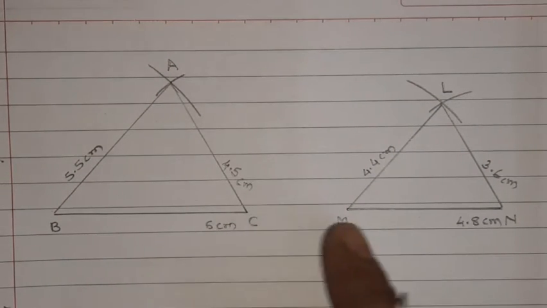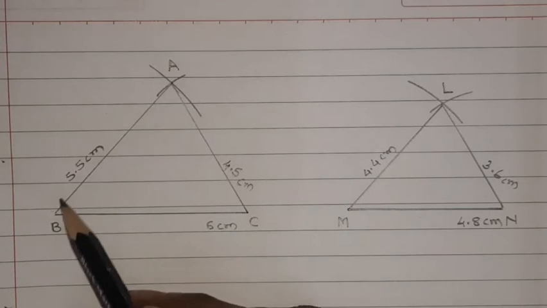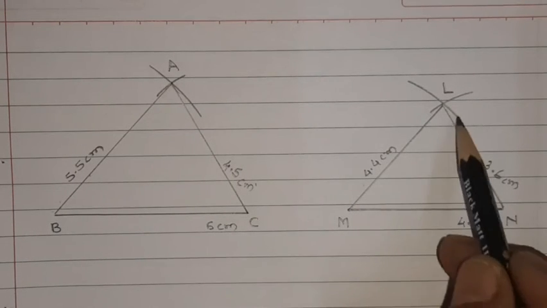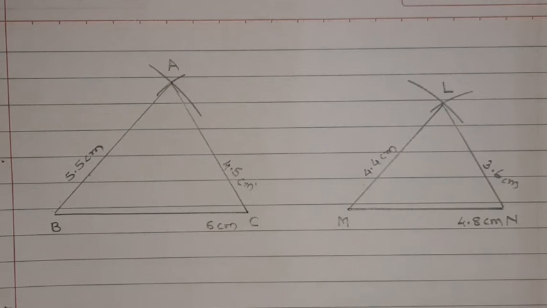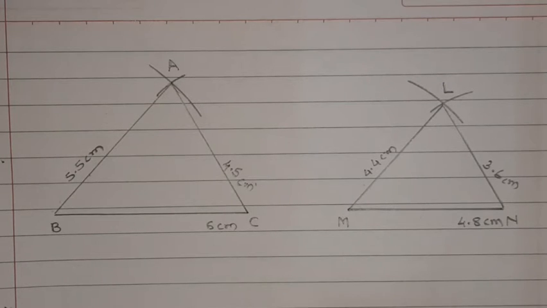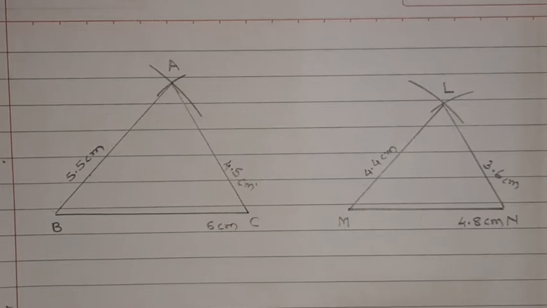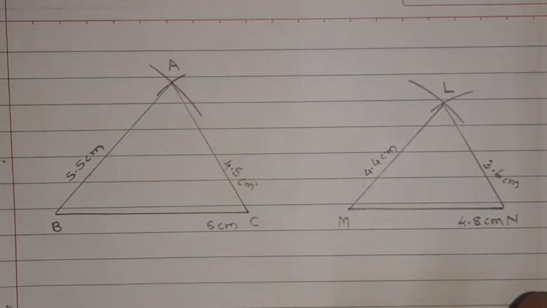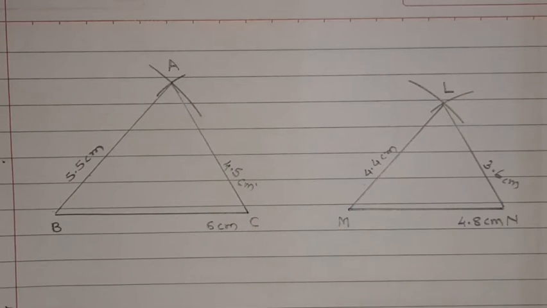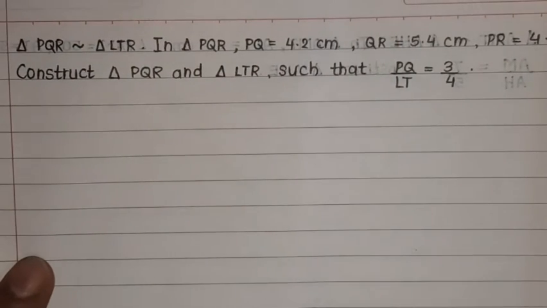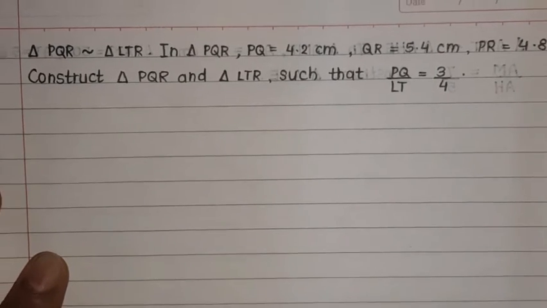Now observe the figure. See, BC is 6 centimeter, AB is 5.5 centimeter, AC is 4.5 centimeter, LM is 4.4, LN is 3.6, and MN is 4.8 centimeter. Like this, see, these figures are very accurate. Then neat diagrams are there. Therefore you have to do the practice, and then and only then you will be able to draw such constructions. Now we have to start with the second sum, which is from practice set 4.1. Now see, the second sum is given.